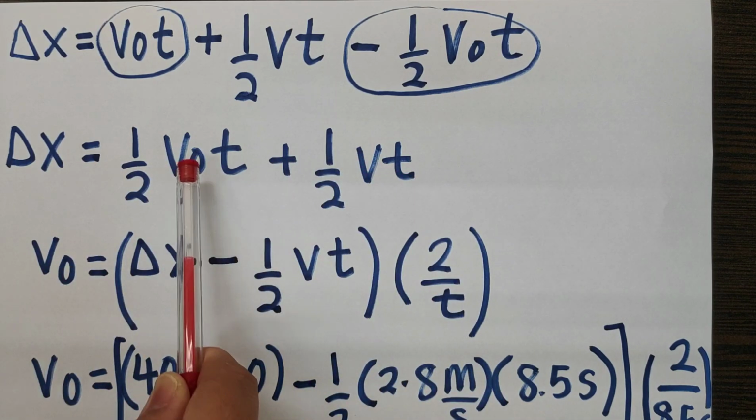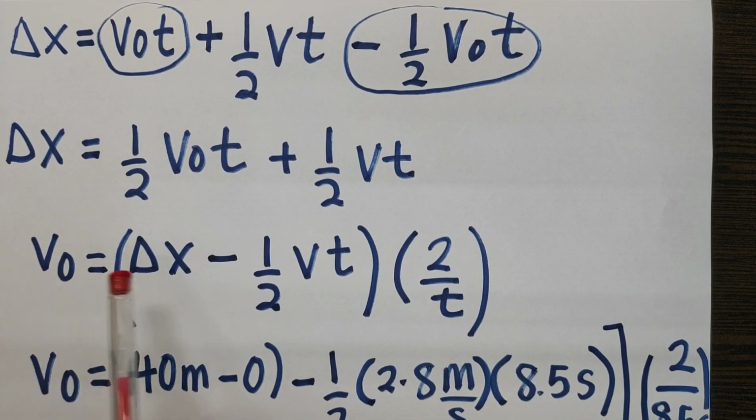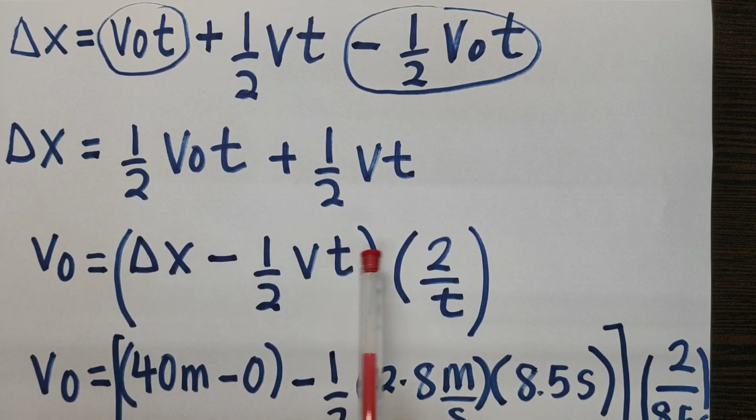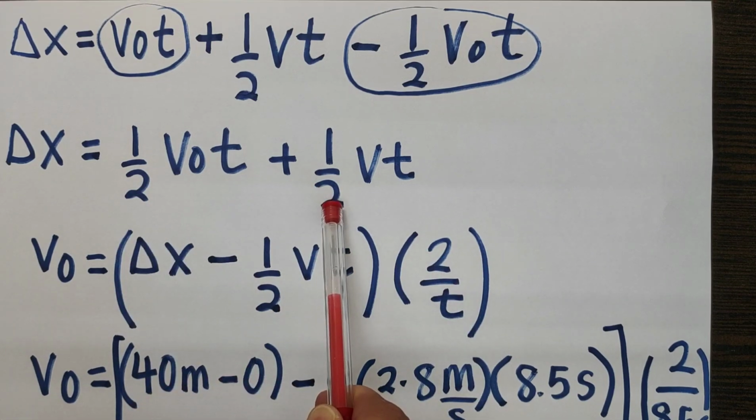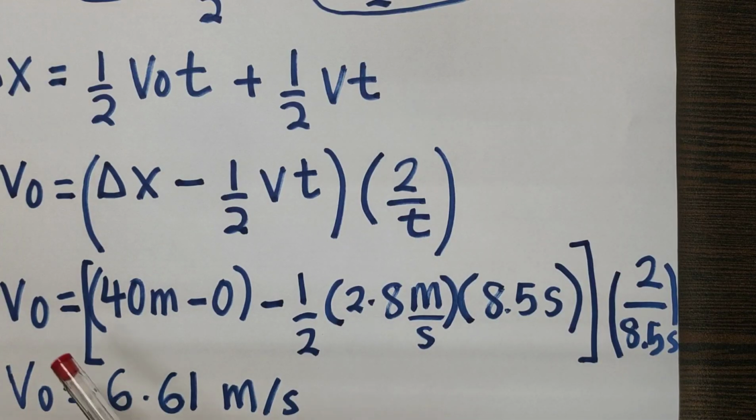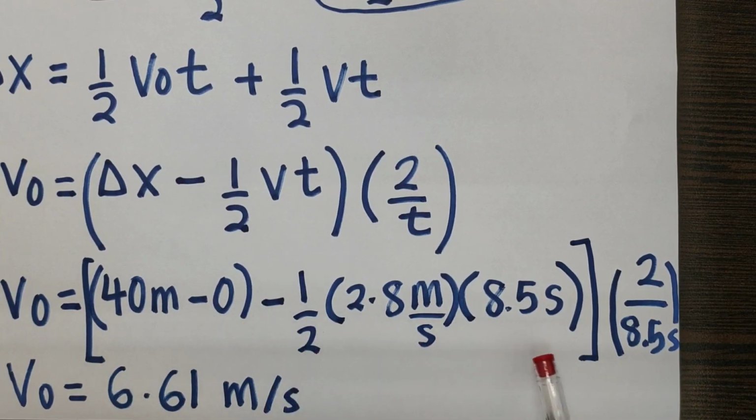Then we bring V naught as our subject, and it becomes equal to delta X minus half Vt, and 2 over T. After substituting all the information we have, we get original velocity is 6.61 meter per second.